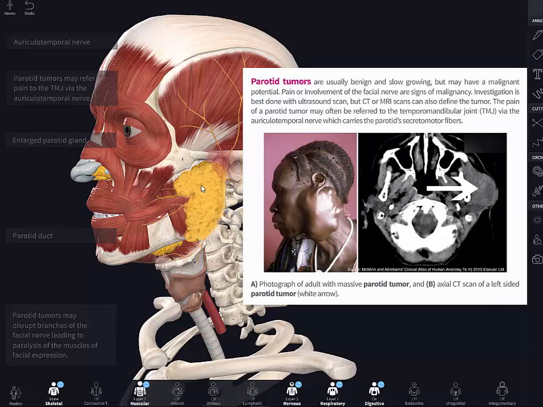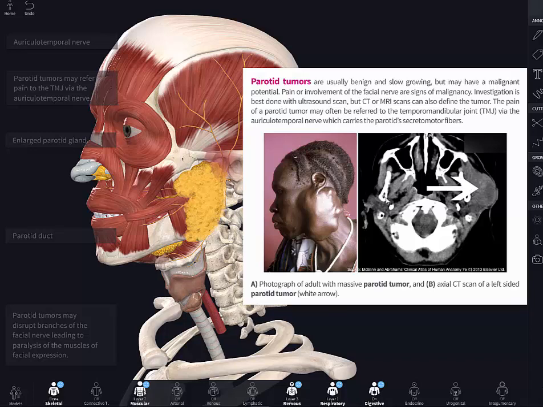So pain or involvement of the facial nerve are signs that it's malignant, and the investigation is best done with an ultrasound scan. You can see actually here, this is now a CT scan, but already with an ultrasound scan you can see if the parotid gland is abnormally large.